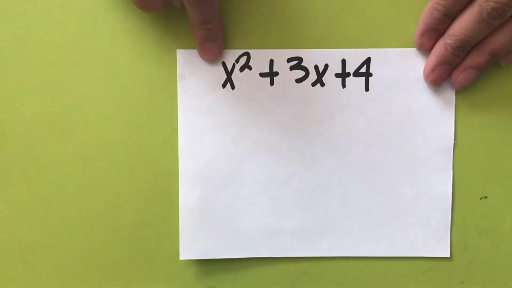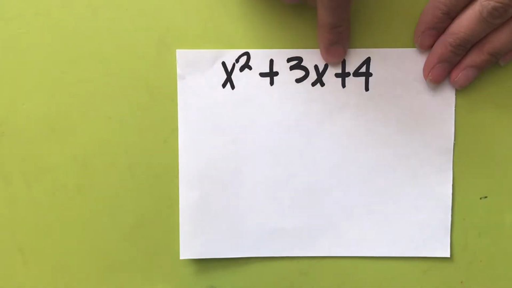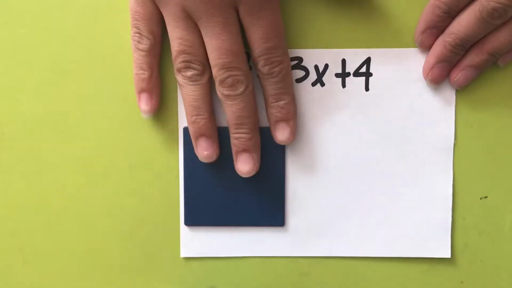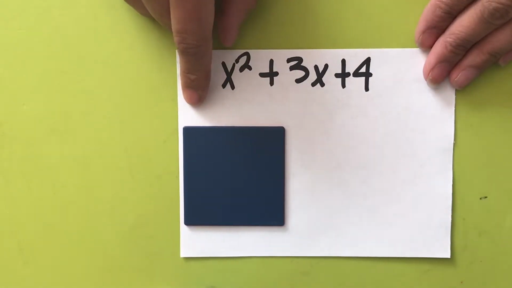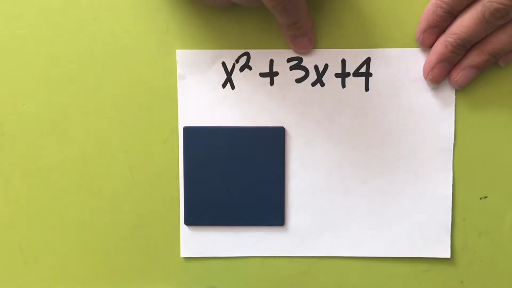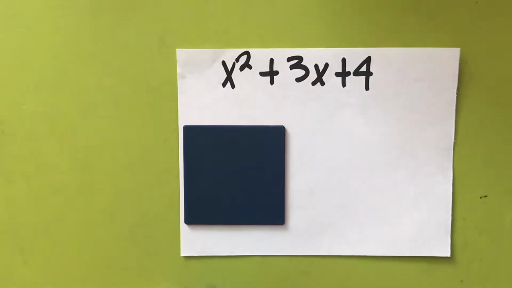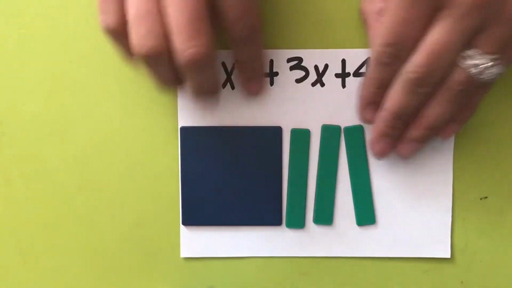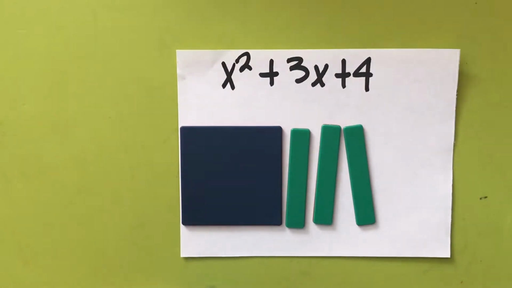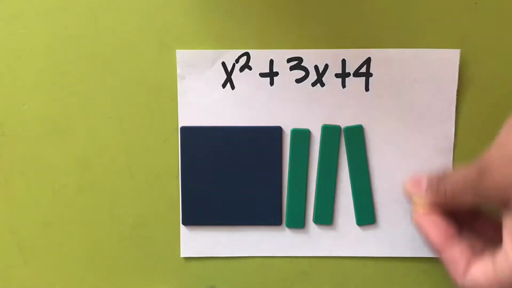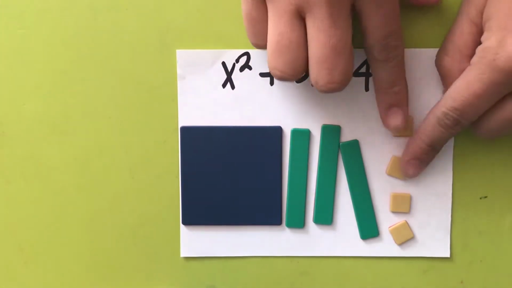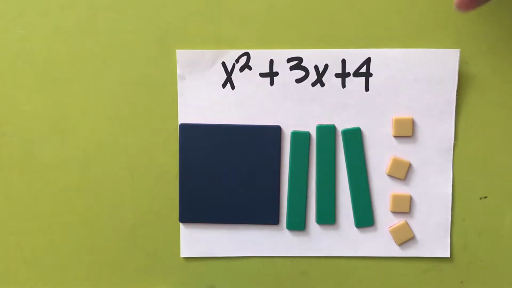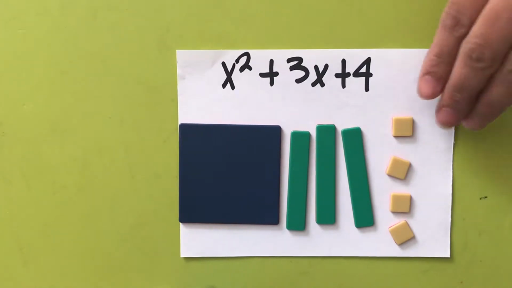Let's use them to show x squared plus 3x plus 4. Now, x squared is positive, so we use one large blue square. 3x is positive, so we will use 3 green bars. 4 is positive, so we will use 4 small yellow squares. Here we have x squared plus 3x plus 4 using our tiles.